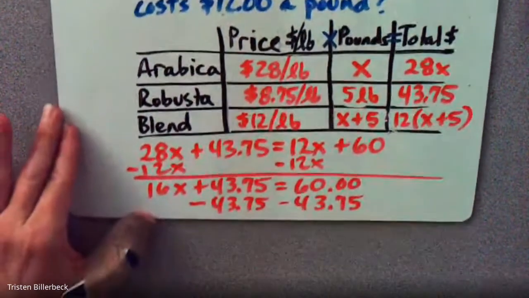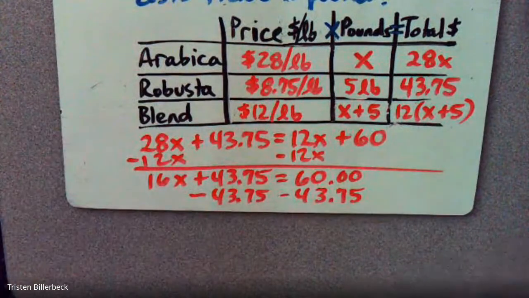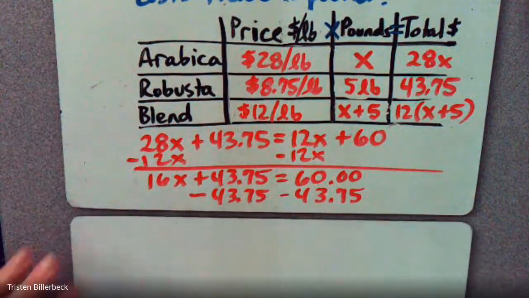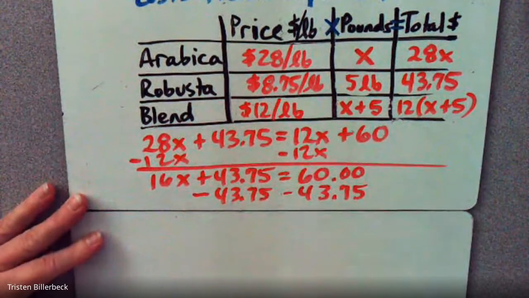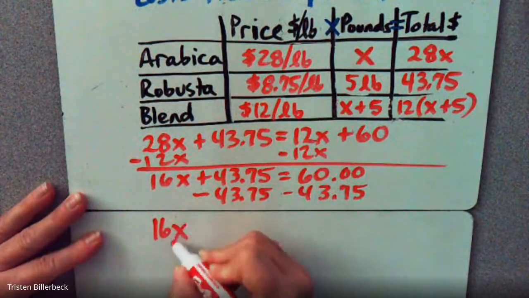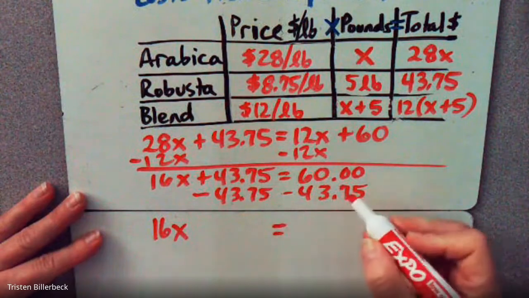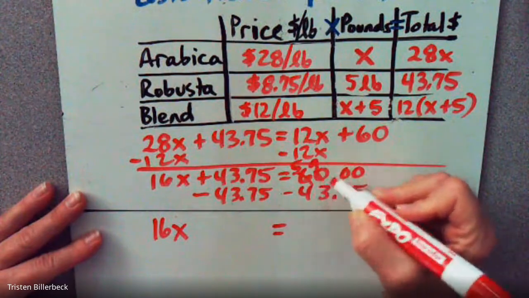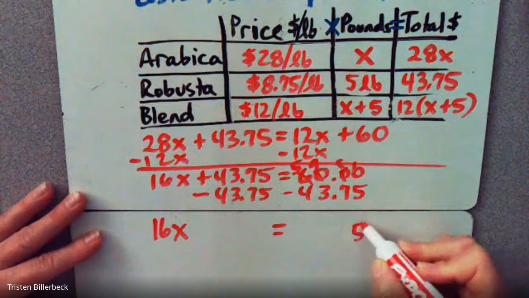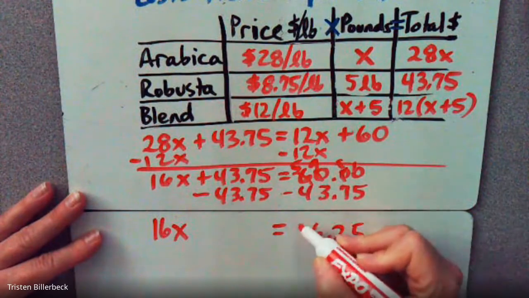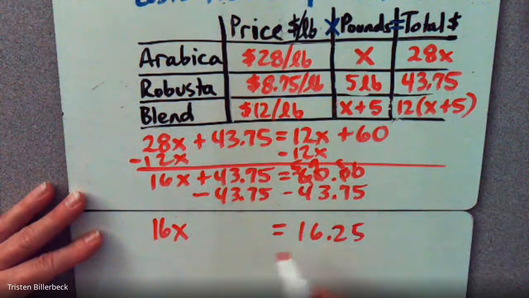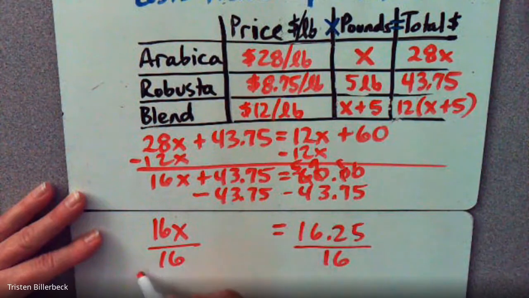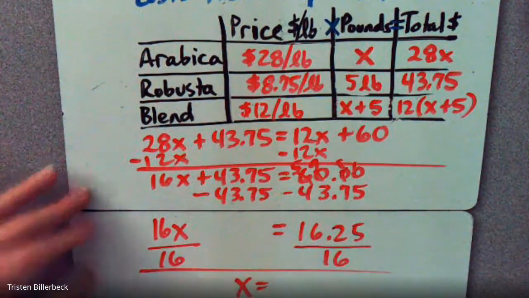All right, so now I need another board again, so I'm going to erase my workboard really fast. Okay, so that gives me 16x equals, and then 60 minus 43.75 is 16.25. So we take 16x divided by 16, and we get, voila, the poundage.